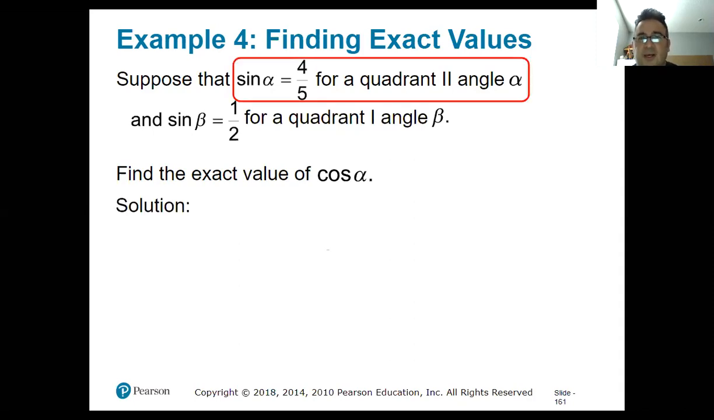So a quick review of what we talked about earlier. If we have our Cartesian coordinate plane, you remember that we had all students take calculus. That means all trig functions are positive in the first quadrant, only sine in the second one, only tangent in the third, and only cosine in the fourth. Correct? So now they're saying the sine of alpha, and it's a quadrant 2 angle alpha, so that's why it's positive.